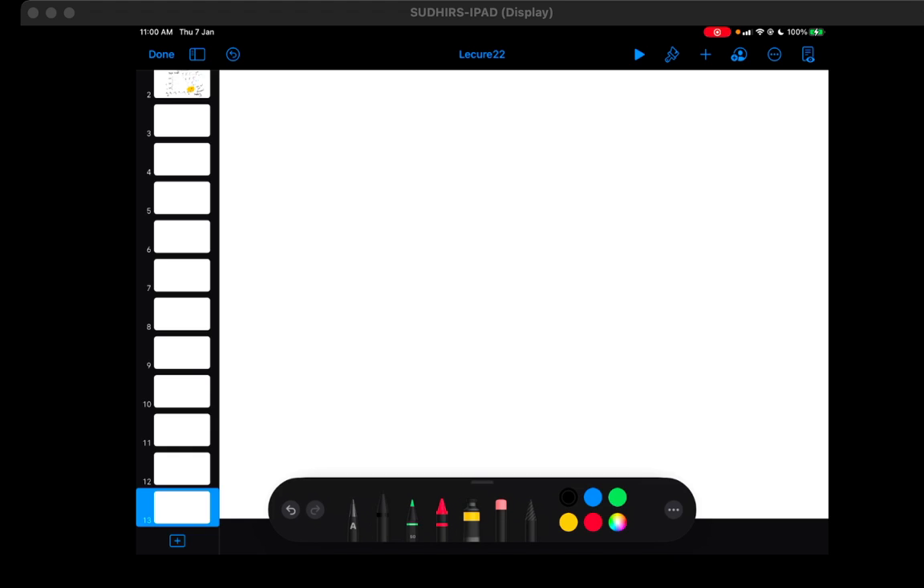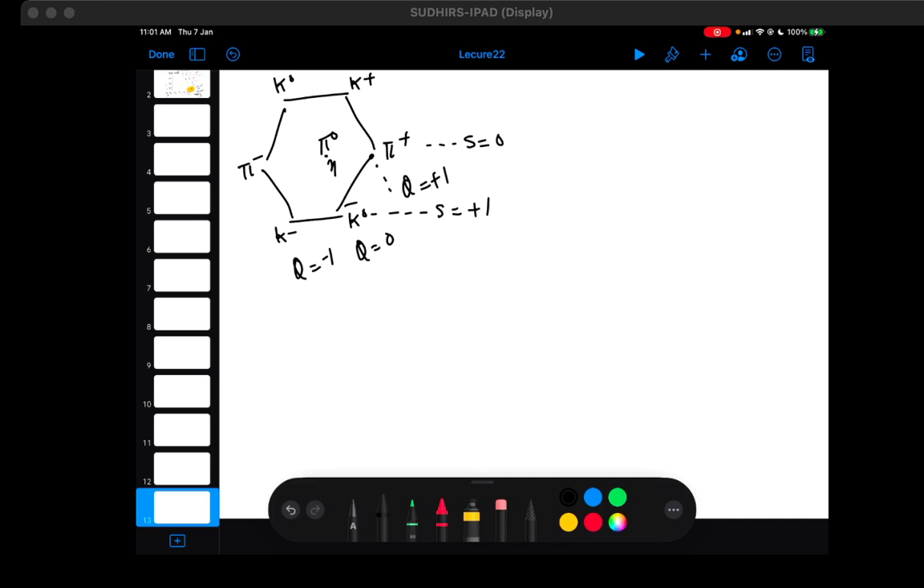The meson octet had, let me just draw it here very small, K0, then K plus, and then pi minus, pi 0, and then eta. Then there is pi plus, K minus, K0 bar. This is Q equal to plus 1, this is Q equal to 0, Q equal to minus 1. Now strangeness: this row is S equal to plus 1, this row is S equal to 0, and this row is S equal to minus 1. Okay, this is your meson octet.